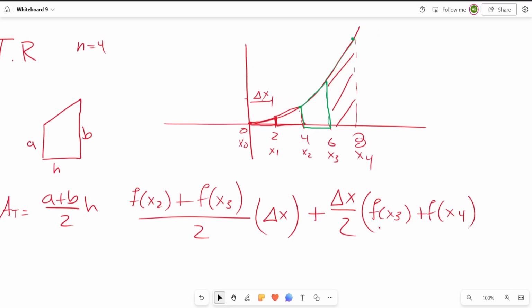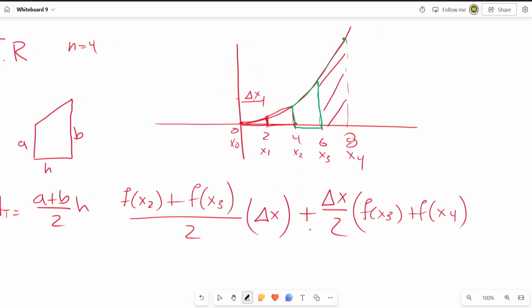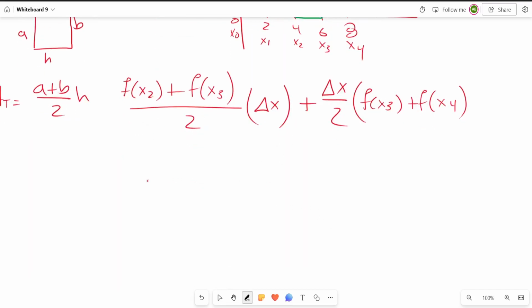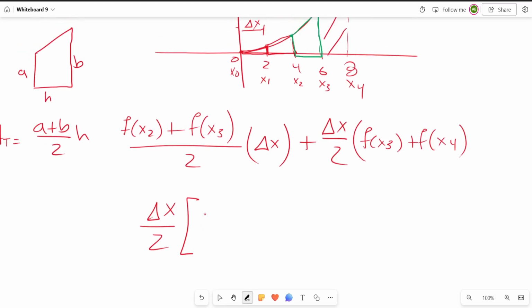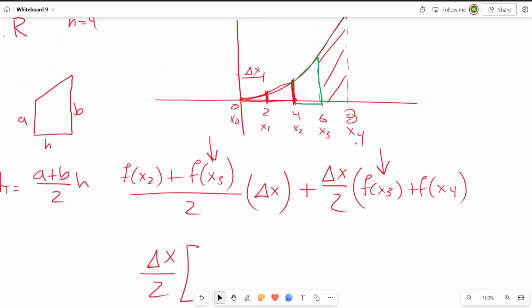So I can see that from here I can take delta x over 2 out, and then I will multiply it with this side, which is going to repeat 2 times. This side is also going to repeat 2 times. As we saw here, f of x3 is repeated 2 times. Why? Because it's going to be used in this trapezium and in the next trapezium. They share the same side.